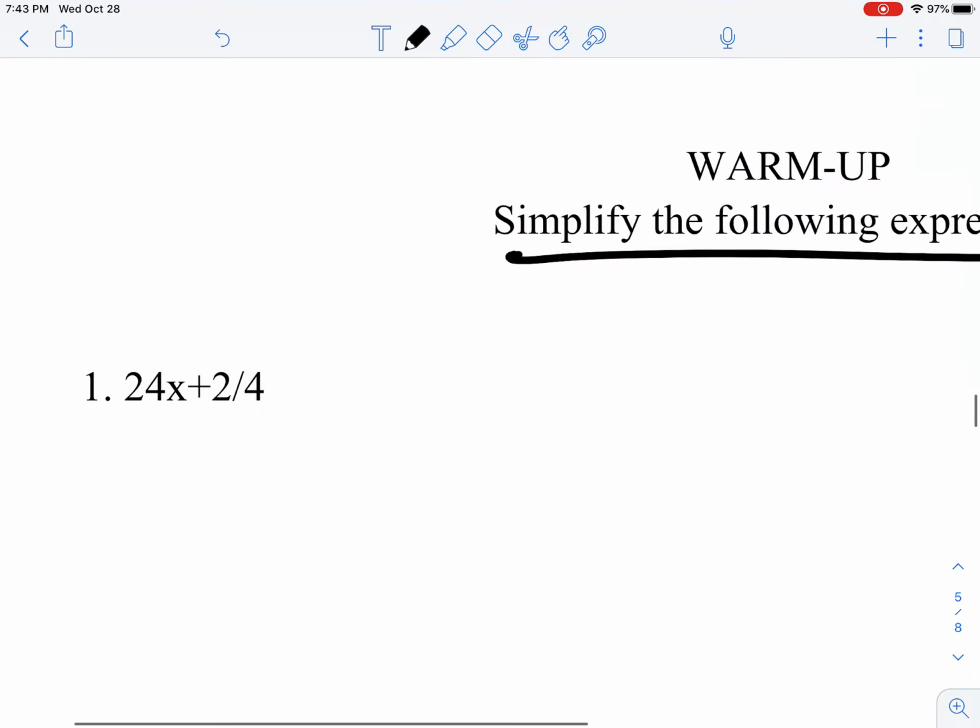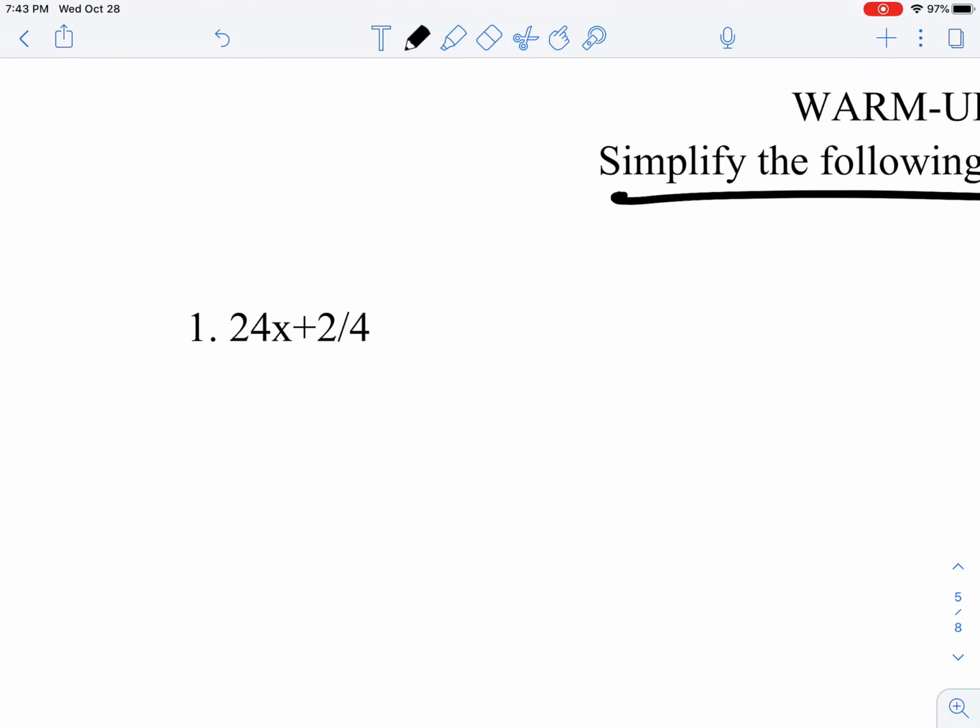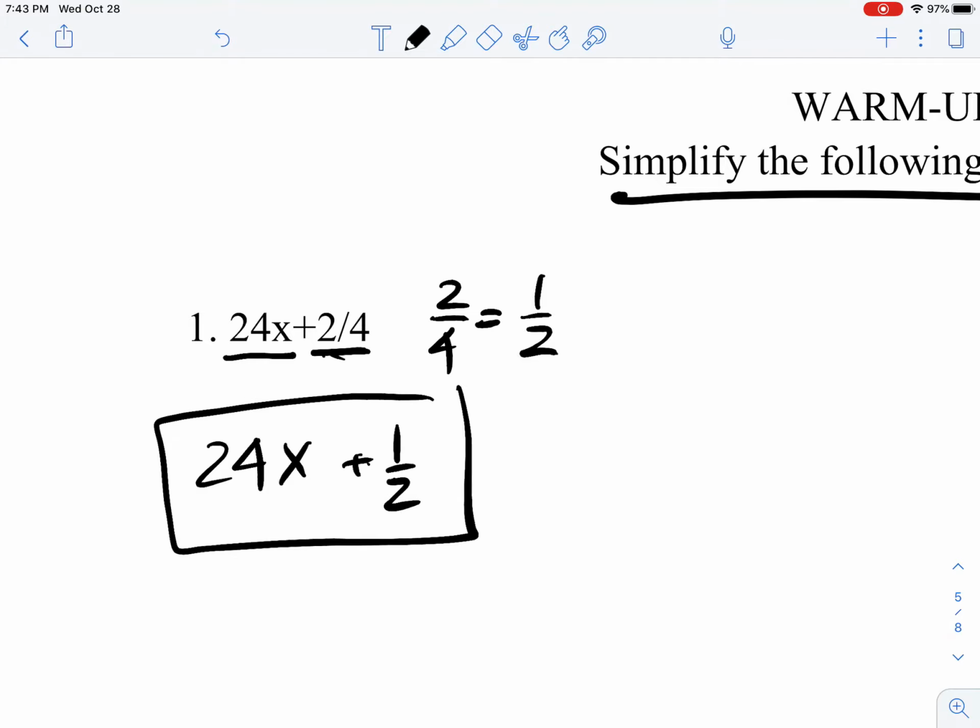Well, you see here 2/4x plus 2 divided by 4. Now, can we simplify this? No, so we just leave it alone, 2/4x. Can we simplify this though? 2 divided by 4? Well, yeah, we can simplify it to 1/2. So we just add 1/2, and that's our simplified expression.